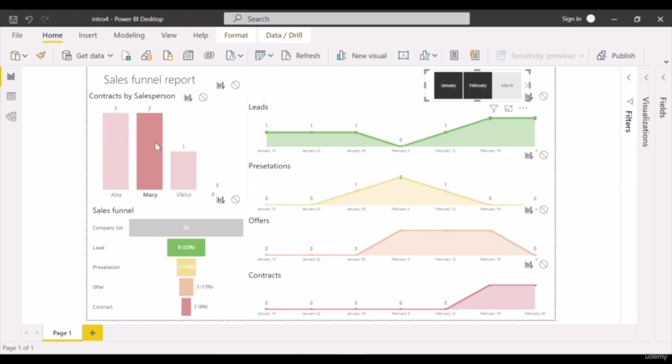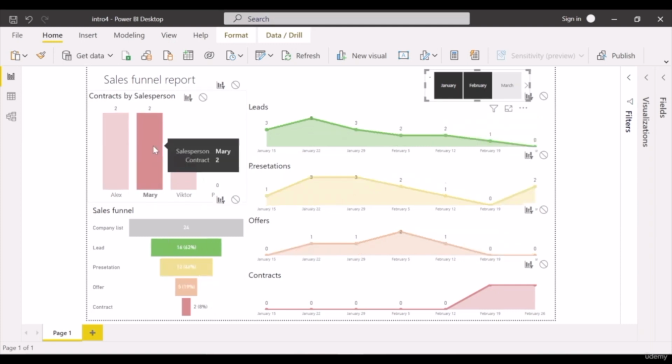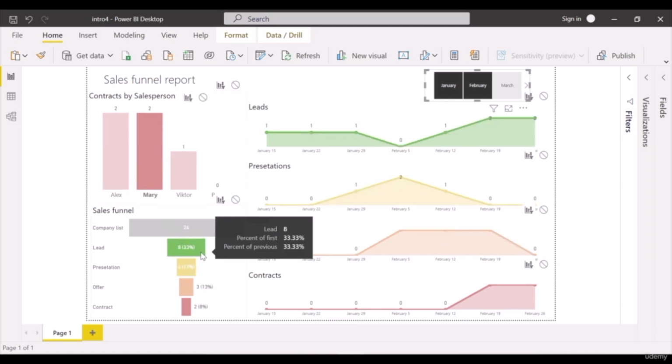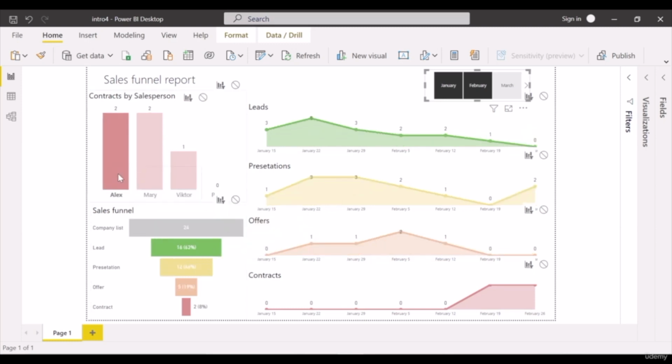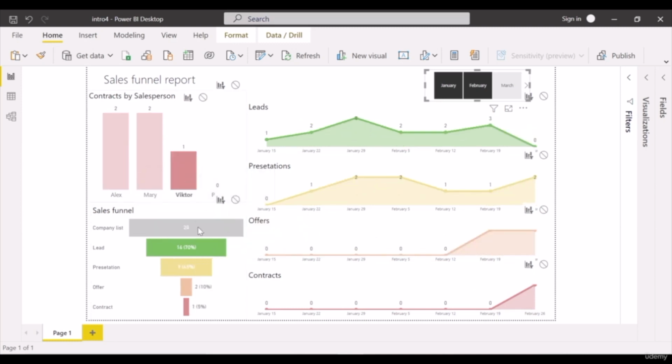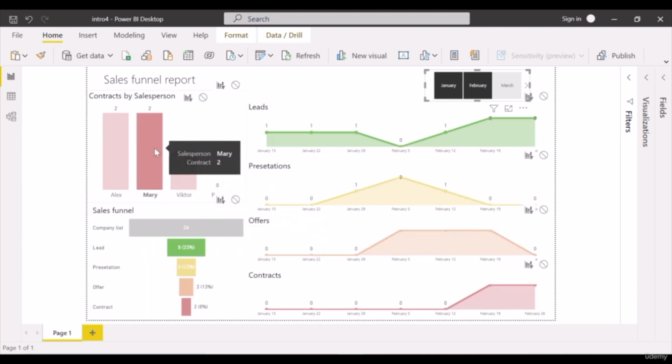What about Mary? Her results are the same as Alex's: 2 signed contracts. However, her funnel is unbalanced. Compare it with Alex. Her leads result is 33%, whereas Alex's is 62% and Victor's 70%. So, the weak point of her sales funnel is leads. Conversion from step to step is okay.